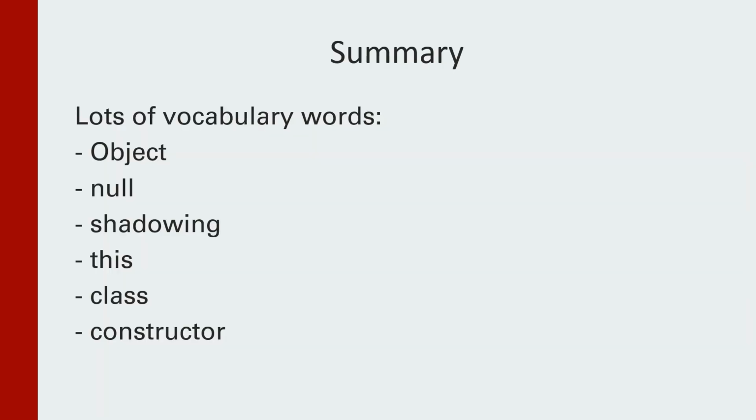So just to give you a sense of what was really important in this video, you'll notice that there was a lot of new vocabulary words. Things like object with a capital O, null, shadowing, the this keyword, class, and constructor. So for this video, it's really important that you know what all of these words mean, that you can define them, because that's going to make it easier to talk about your programs later on as we move on with developing, creating more of our objects and then using them in different ways.